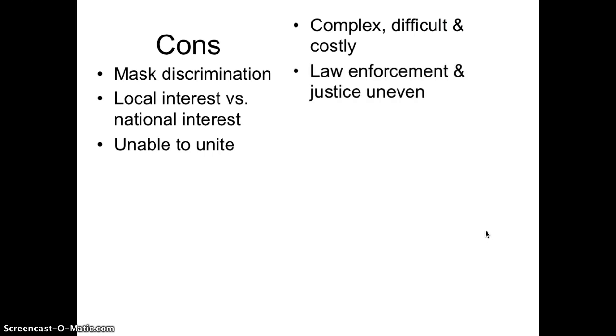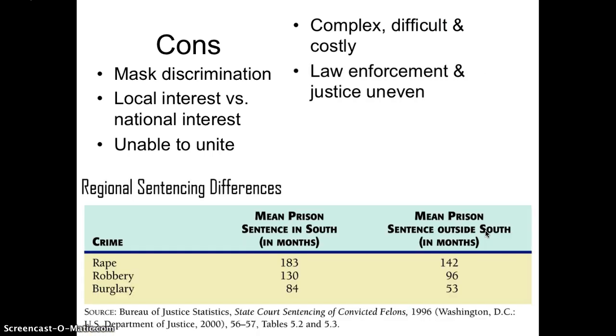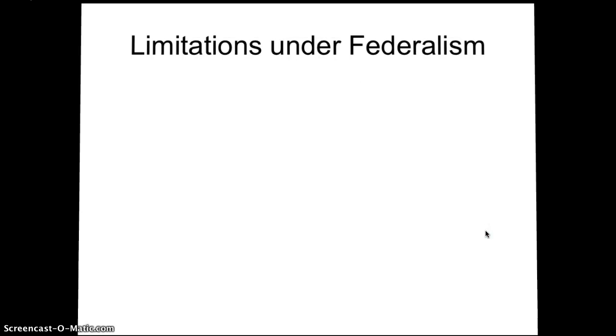Sometimes law enforcement and justice can be uneven. If you look at this chart here, it shows that you have three different crimes, and if you commit those crimes in the South versus out of the South, you're going to end up spending more time in jail if you commit those same crimes in the South.